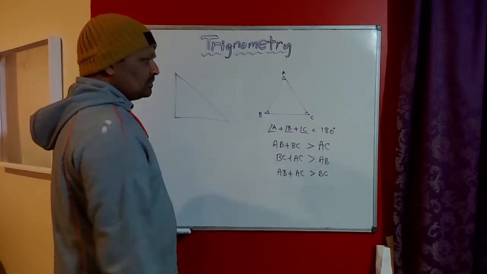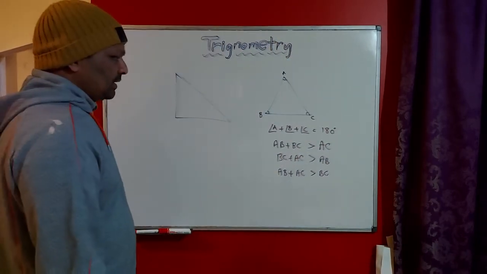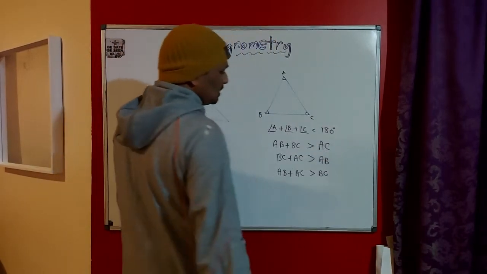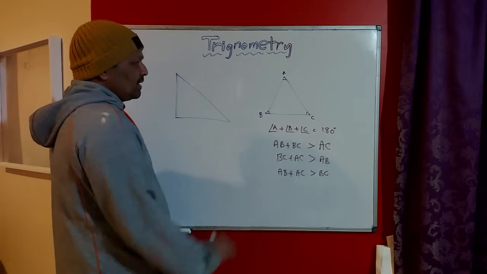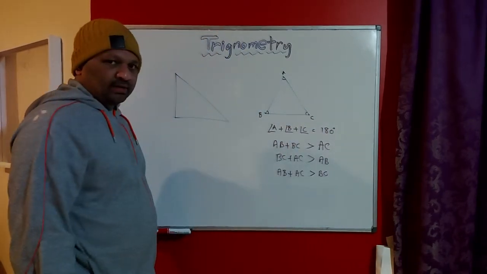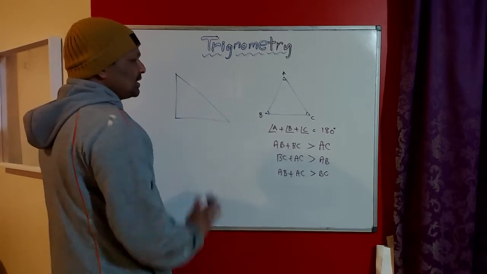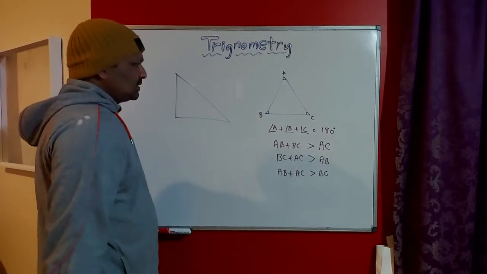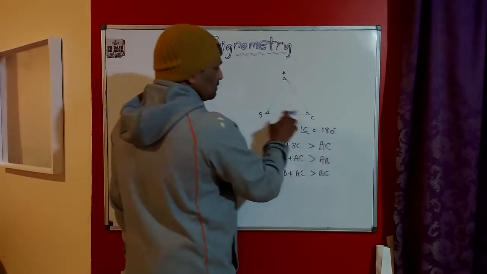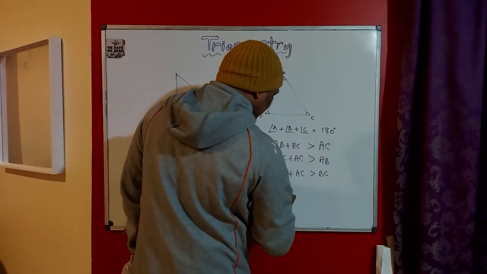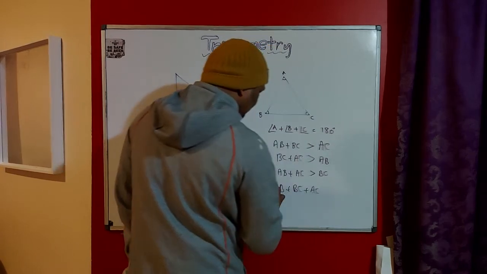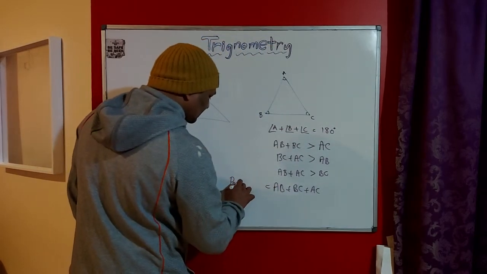So that's another property. When it comes to sides, the sum of any two sides should be greater than the other side, and the sum of the three angles should be equal to 180 degrees. Those are the properties of a triangle in general. And the perimeter of the triangle is AB plus BC plus AC.